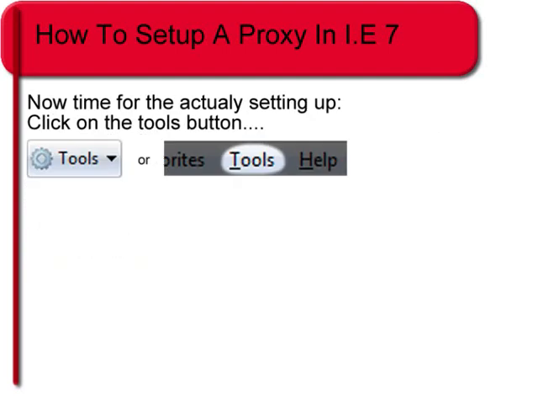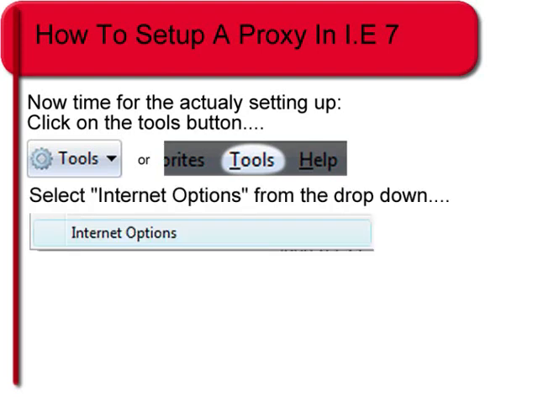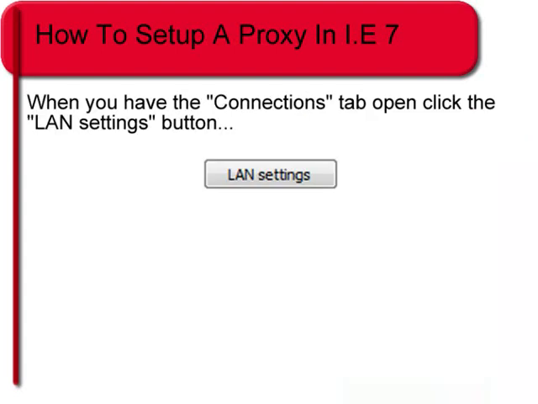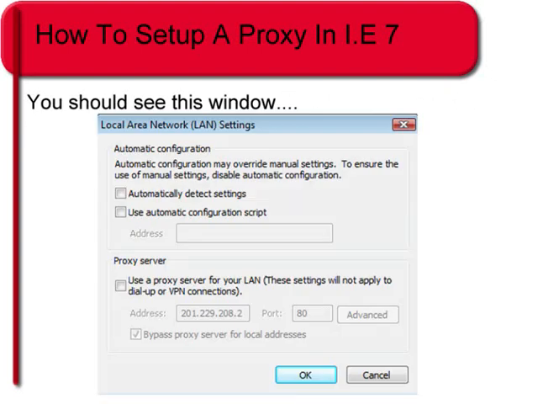First of all, I want you to click on the Tools button. Then select Internet Options from the drop-down menu. You should have the Internet Options box come up. Select the Connections tab. When you have the Connections tab open, click the LAN Settings button. You should see the following window.